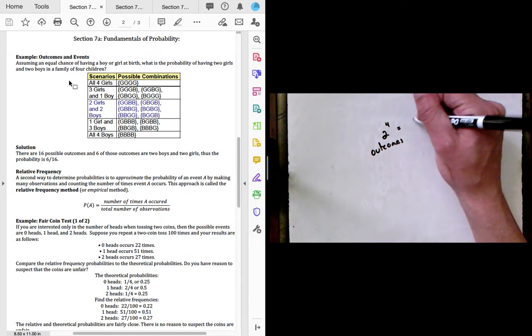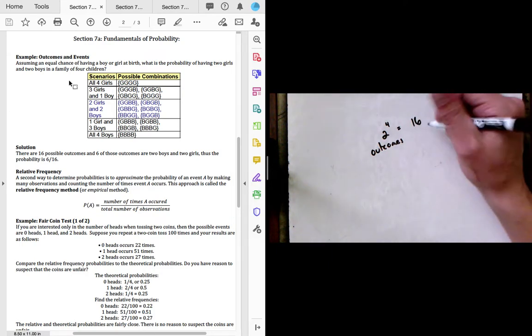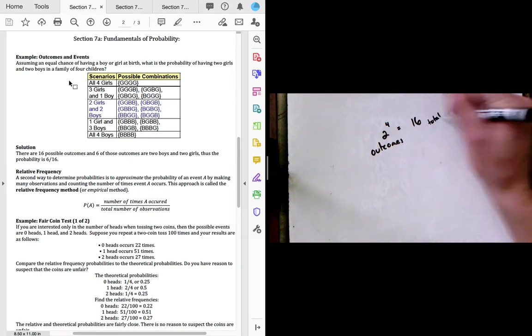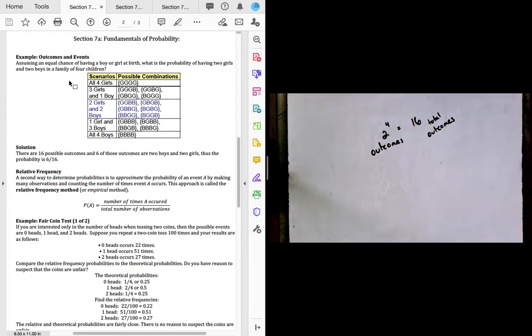It turns out 2 to the 4th power is 16. So there are 16 total outcomes. 16 different ways that I could have combinations of boys and girls if I have 4 kids. That's going to play the role of the denominator. But before we can do anything more, we need to find a way to express the numerator. So what we're going to do is we're going to write out this distribution.